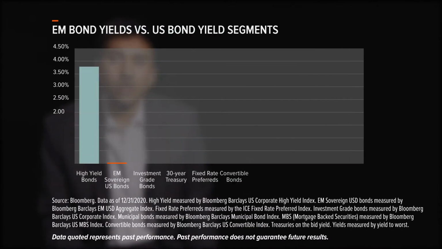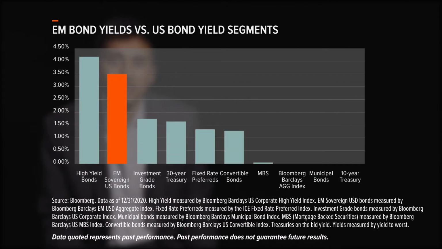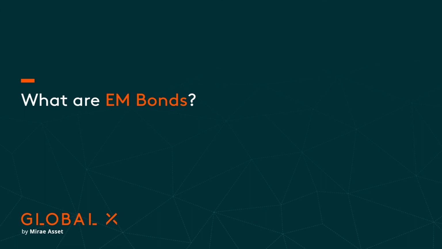EM bonds typically offer higher yields compared to those from developed market governments and investment-grade corporates, making them an attractive option for income investors. EM bonds are issued by governments, quasi-government entities, and corporations from developing countries and can be issued in either hard currencies, like the US dollar, or in local currencies. For investors, the choice to invest in US dollar-denominated bonds versus local currency bonds comes down to risk exposures.